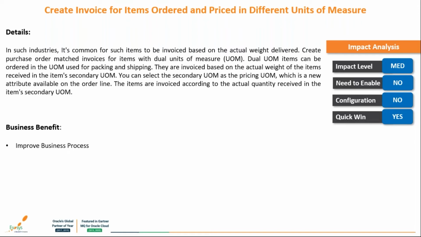The secondary UOM can be used as the price UOM, which is a new characteristic on the order line. The goods are billed based on the quantity received in the secondary UOM for the item. The business benefit is improved business process. There is no need to enable this feature, no configuration in this feature, and of course it's a quick win.